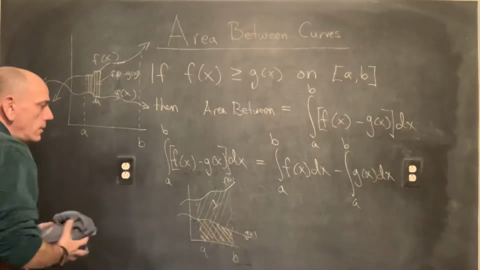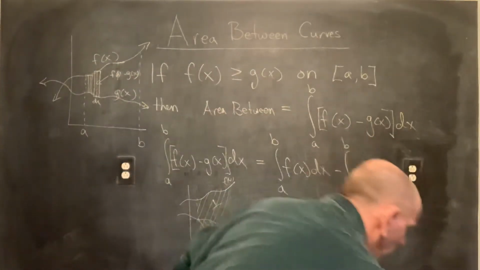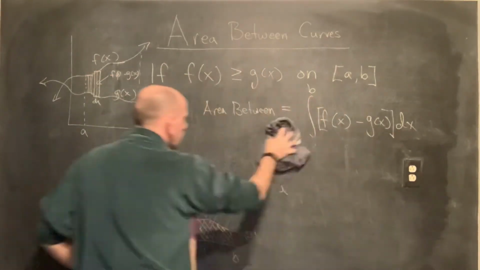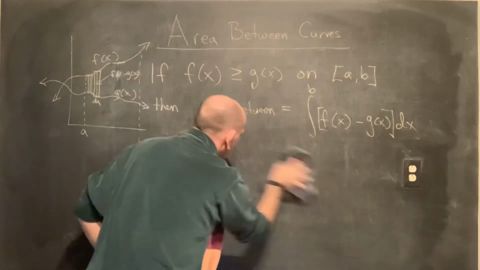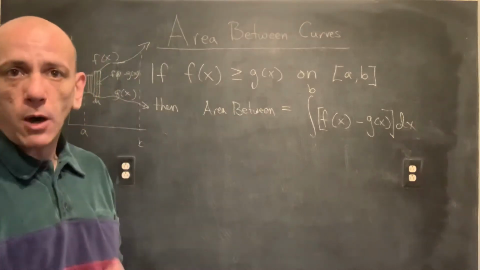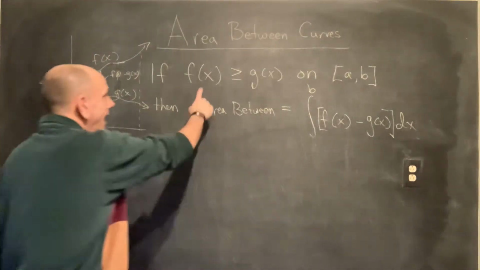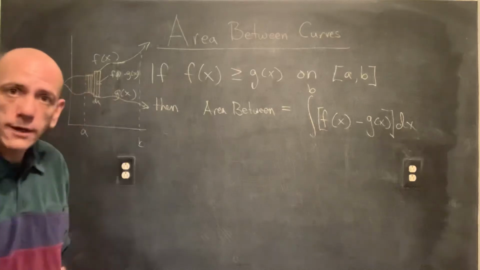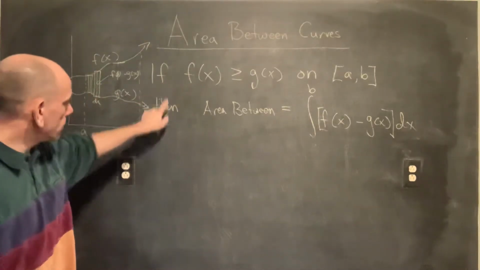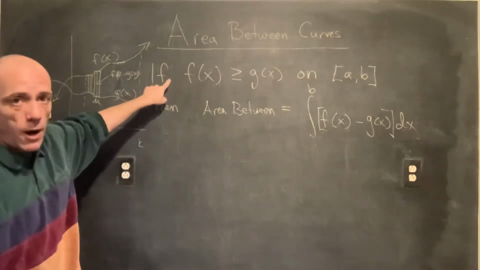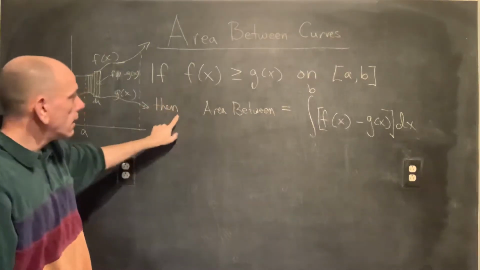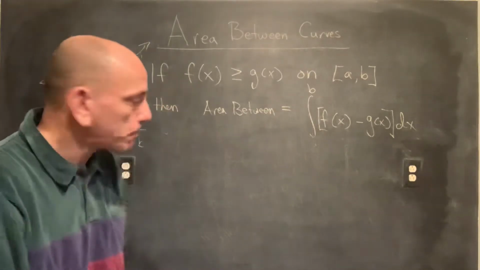Now, one thing to note, or one thing to watch, a warning here, let me erase that. This is the only thing that we really need to be cautious about when we're doing this: f of x has to be greater than g of x on that interval for our formula to work. This is our hypothesis, and then our conclusion. So if our hypothesis is not true, that is to say that f of x is less than g of x, then our formula isn't going to work.